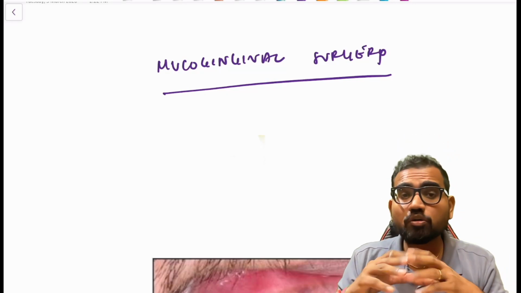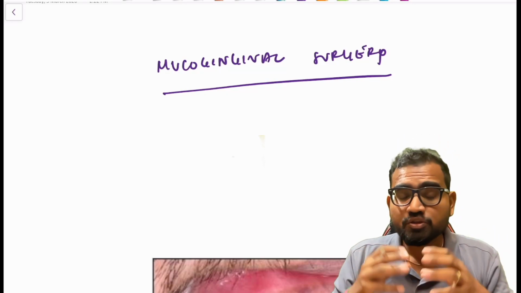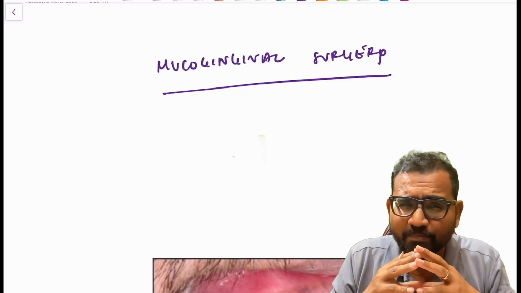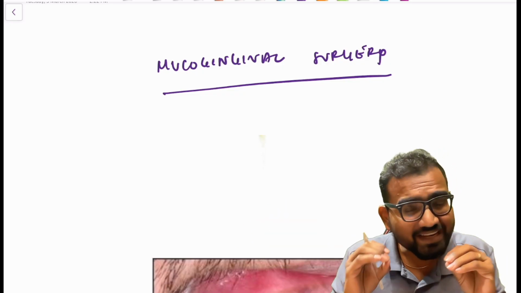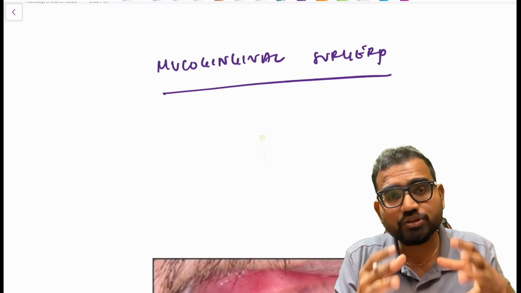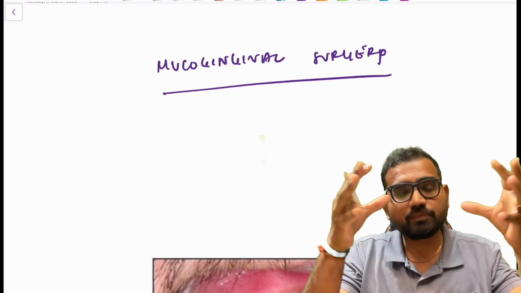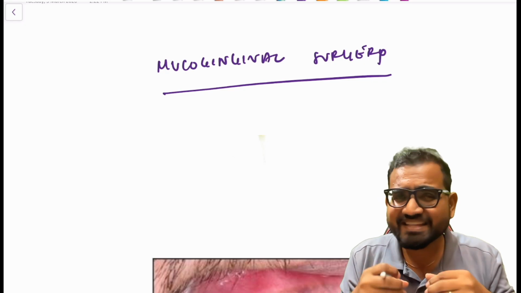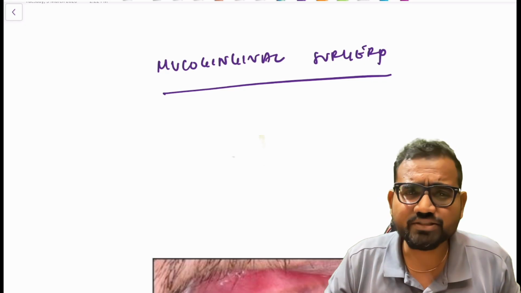So today let's talk about mucogingival surgery. This session will be about the very basic terminologies which you should get accustomed to, because whenever I talk about those terminologies, you should know the basics of certain terms, so that you can very easily understand the surgical procedures.